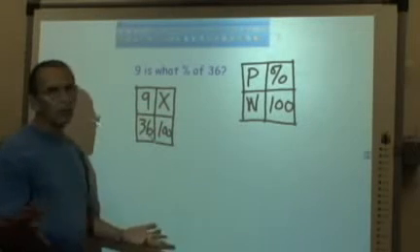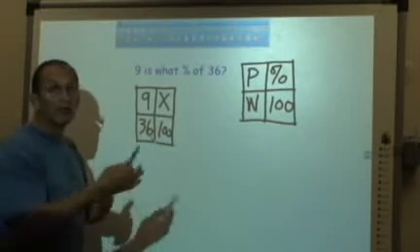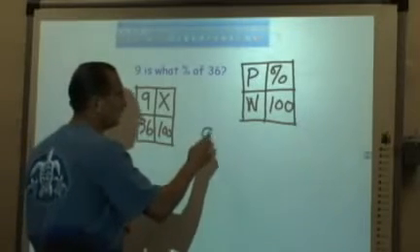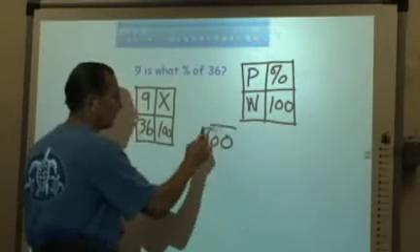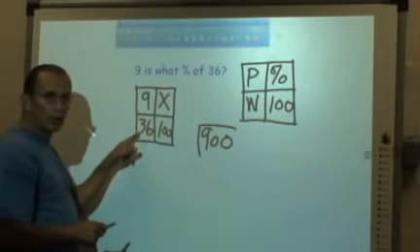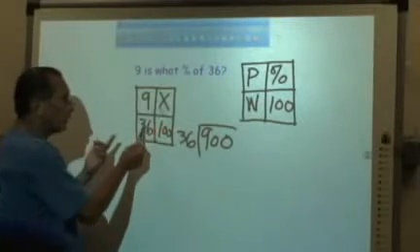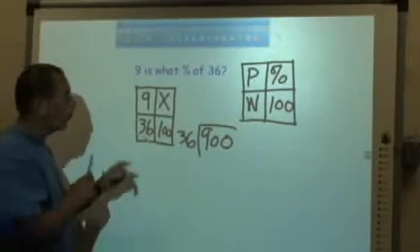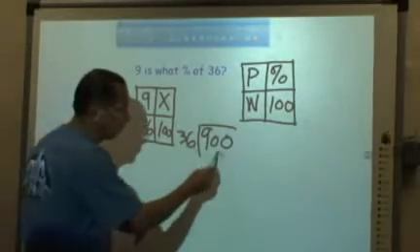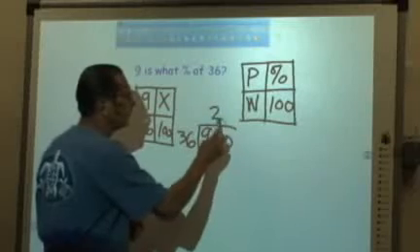9 times 100. Well, we don't even have to draw that one out. We know that anything times 100, we just add 2 zeros to the other number. So 9 times 100 is 900. We're going to divide that by the number across from the unknown, which is 36. Now remember, we're going to divide by the number across from the unknown. 36 goes into 9, well, we're actually going to be going into the 90. 36 goes into 90 2 times.